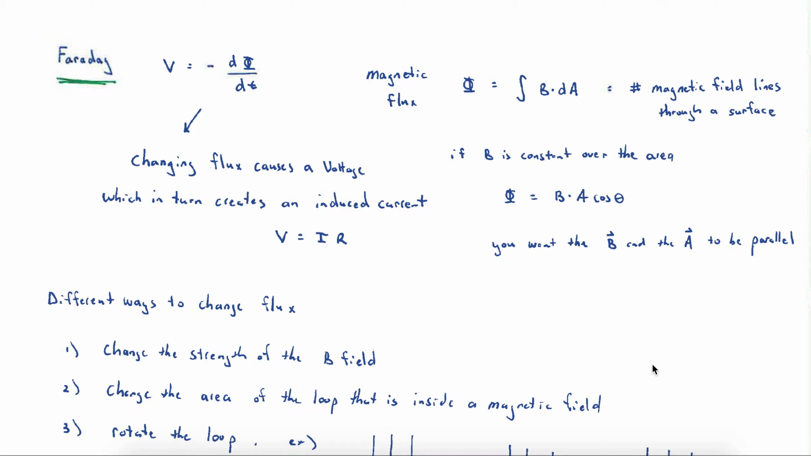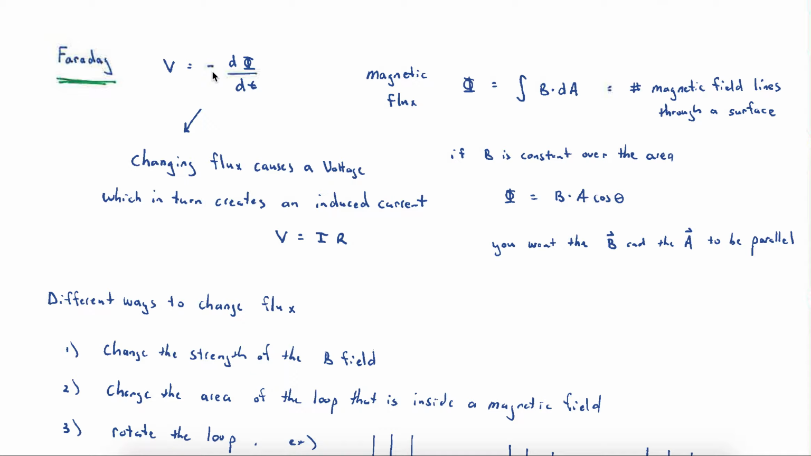Pretty game changing. It says that a voltage is going to be produced by a changing flux. Again, magnetic flux is not going to create a voltage. A changing magnetic flux is going to create a voltage. This negative sign really just talks about the direction of the voltage, which is then the direction of the induced current.